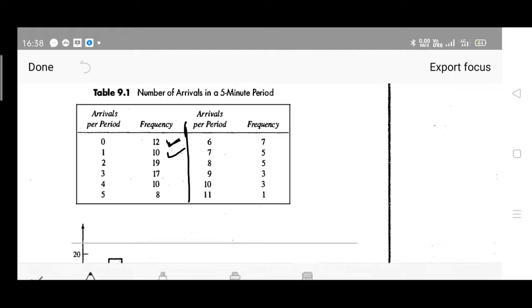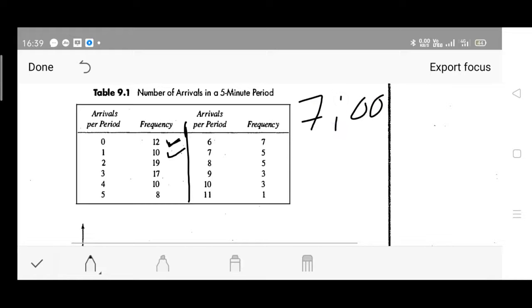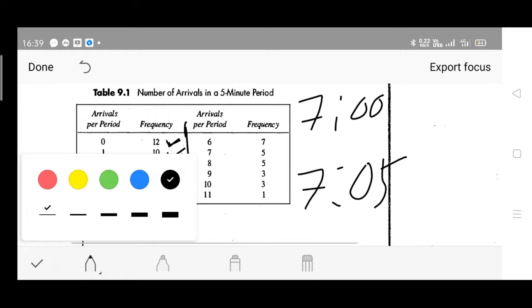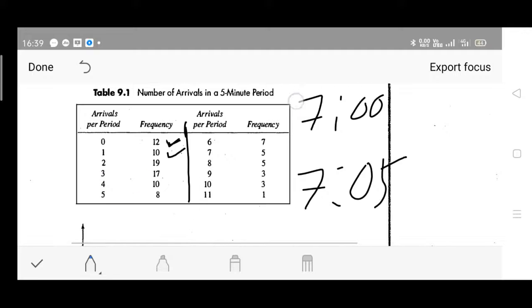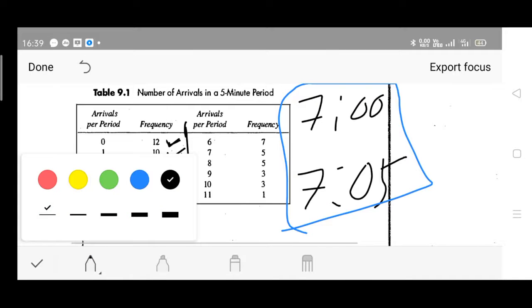What is the total number of periods? It is between 7 a.m. to 5 a.m. Total duration is 5 minutes, right? It is observed for how many days? It is observed for 20 weeks, considering 5 days in a week, isn't it? See here. It is observed for 20 weeks. In that, observations are made where? What is the answer? Check.